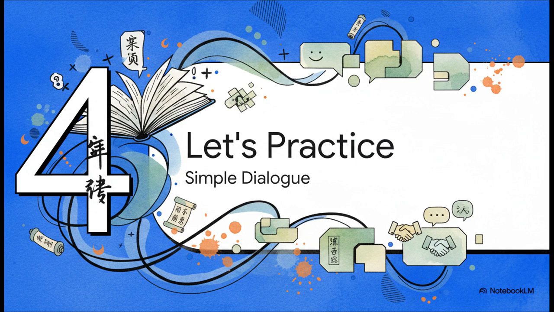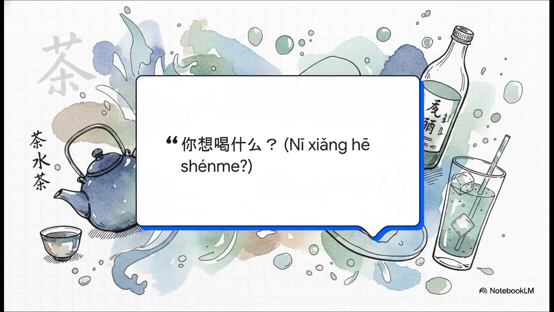So, we've taken all these words apart. We've seen how they're built. Now let's put them back together into a simple conversation that you can literally go out and use right away. Okay, so let's say you're at that shop and someone asks you this. I'll say it with a natural, friendly tone. They might say, 你想喝什么? And that just means, what would you like to drink?